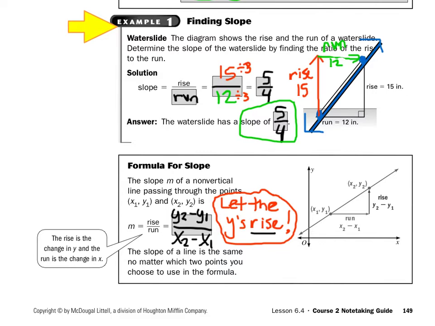All right, take a look at the formula for slope. So the slope, I told you, they always use an M for the slope, and it's rise over run. So it's going to be the y values, and notice how we subtract the y values over the x values, and notice how we subtract them. That's called the change in y over the change in x. And so an easy way to remember it is let the y's rise.